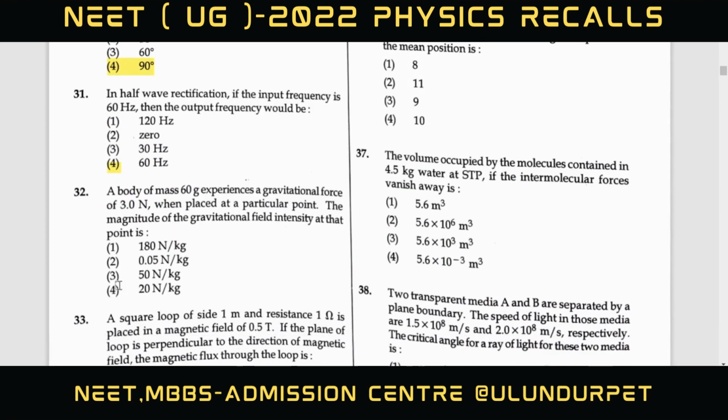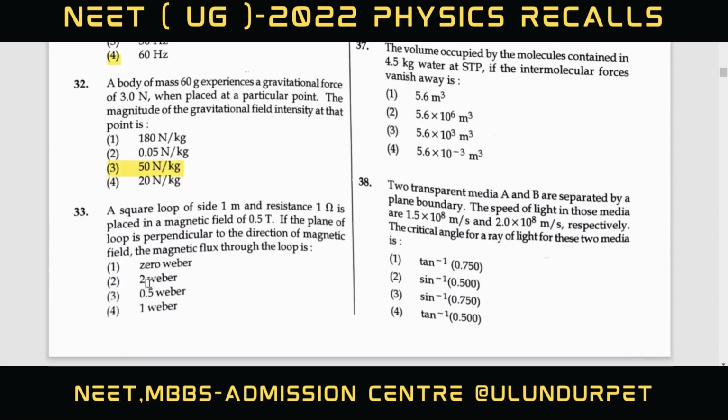32. A body of mass 600 gram experiences a gravitational force of 3.0 N when placed at a particular point. The magnitude of gravitational field intensity at the point is? The answer is option 3. 33. A square loop of side 1 m and resistance 1 ohm is placed in a magnetic field of 0.5 T. If the plane of the loop is perpendicular to the direction of the magnetic field, the magnetic flux through the loop is? The answer is option 3.